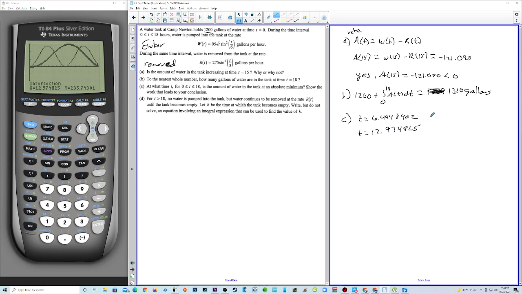So what are we trying to do? At what time t is the amount of water in the tank at an absolute minimum? Show the work that leads to your conclusion. So let's look at t equals 0. And we know that's 1,200, so 1,200 gallons here. t equals 6.4948402. t is equal to 12.974825. And then t is equal to 18. So we're checking the endpoints also. Well, we already went to 18. We already have that one, so 1,310. So we have two of them. We just need two more.